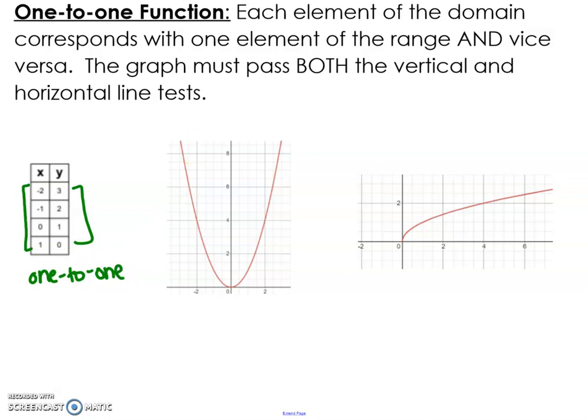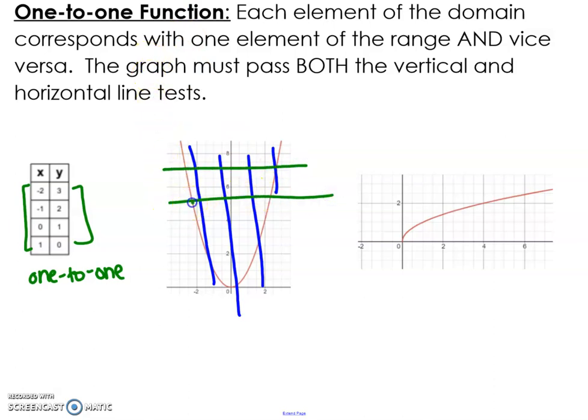In this graph here, it has to pass the vertical and horizontal line test. So if I draw vertical lines all the way through, it passes the vertical line test. If I were to draw horizontal lines, it fails the horizontal line test because it's crossing more than once. So this passes the vertical, fails the horizontal, so this is not one-to-one.